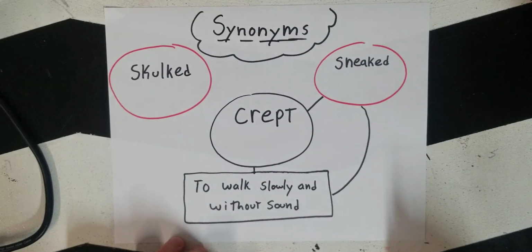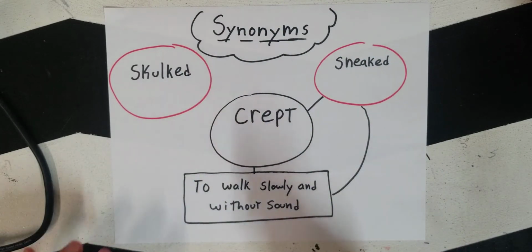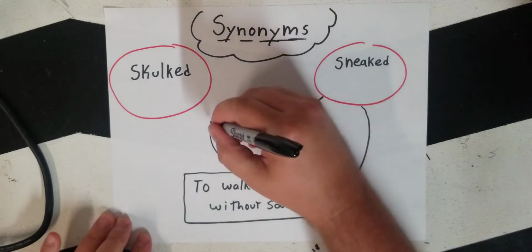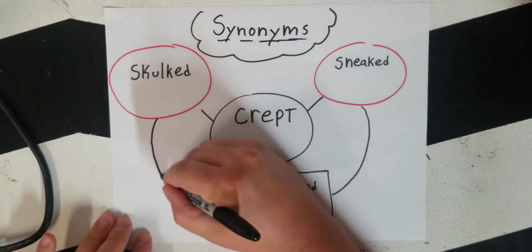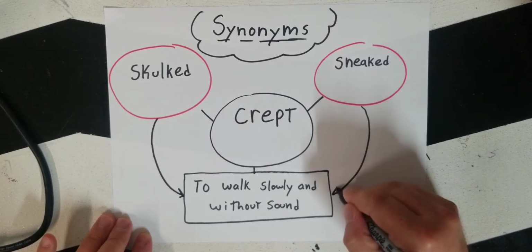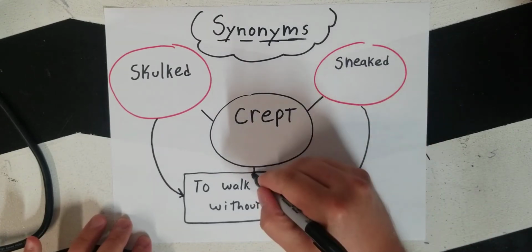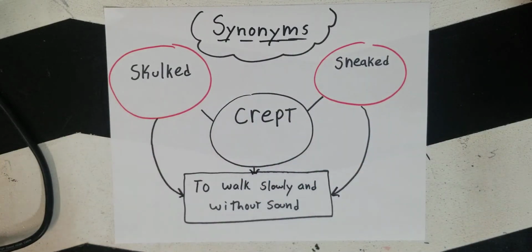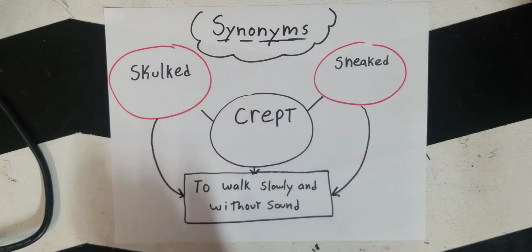And to skulk means the same thing. It means to sneak around, right? To be creepy, to walk slowly and without sound. Here we go. And I'm going to put some arrows here to show that these mean the same thing. They all mean to walk slowly and without sound. So this should help you on your assignment because this happens to be one of the words that you're using.